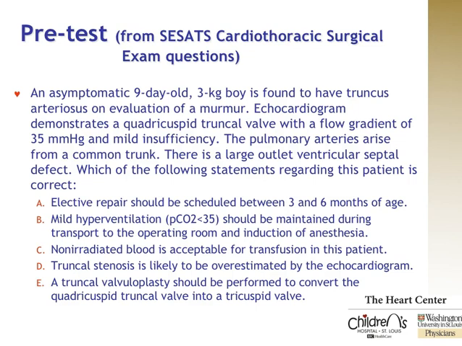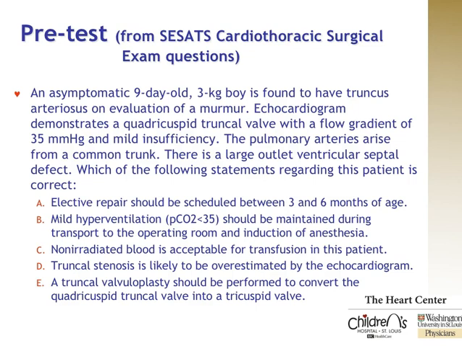And so let's go back to that initial question. Again, an asymptomatic 9-day-old 3-kilogram boy is found to have truncus arteriosus on evaluation of a murmur. Echocardiogram demonstrates a quadricuspid truncal valve with flow gradient of 35 millimeters mercury and mild insufficiency. The pulmonary arteries arise from a common trunk. There's a large outlet ventricular septal defect. Which of the following statements regarding this patient are correct?